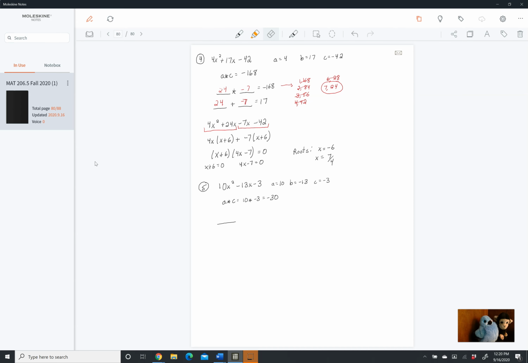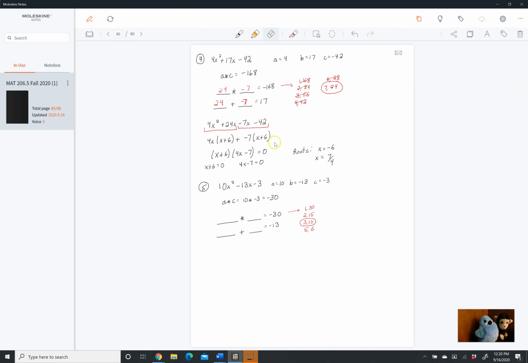So we need two numbers that multiply to negative 30. This is a little bit easier. There aren't quite as many factors as 168. And they have to add to negative 13. So we go and we look at the factors of negative 30. And again, some of you are just going to see it right away what the two factors are, so you don't have to do this. But just in case you don't, you have 1 and 30, 2 and 15, 3 and 10, and 5 and 6. And 3 and 10 is the one that's going to give you a 13.